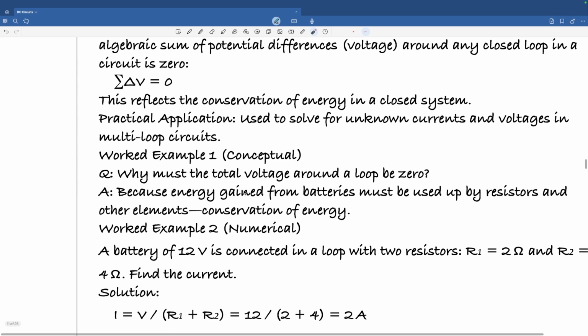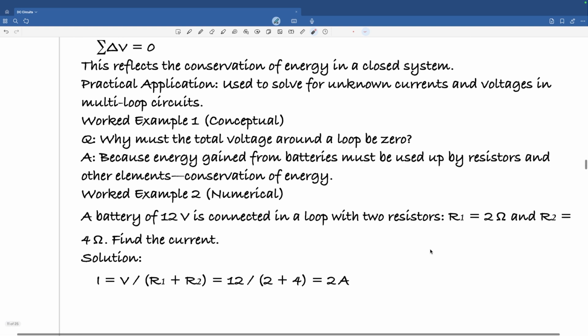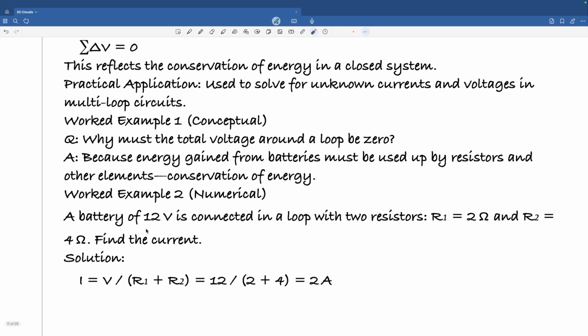Now, why must the total voltage be 0? Because the energy gained from batteries must be dropped off, meaning used up by resistors and whatever other elements are in the circuit. So this is a very simple one. If you have 2 resistors and you have this battery of 12 volts, what's the current? We actually did it, it's 2 ampere.